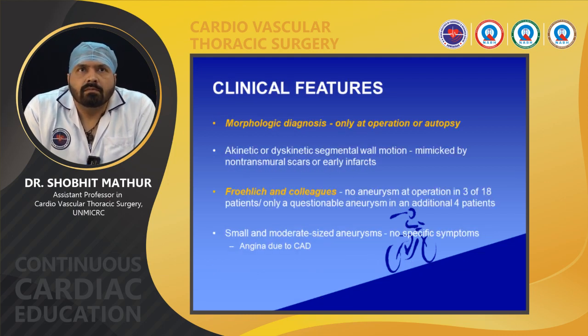Aneurysms are a morphological diagnosis as per the definition, made only at operation or autopsy. Froelich and colleagues found no aneurysms in 3 of the 18 patients they operated on for aneurysms. Small to moderate sized aneurysms have no specific symptoms, only angina due to CAD.